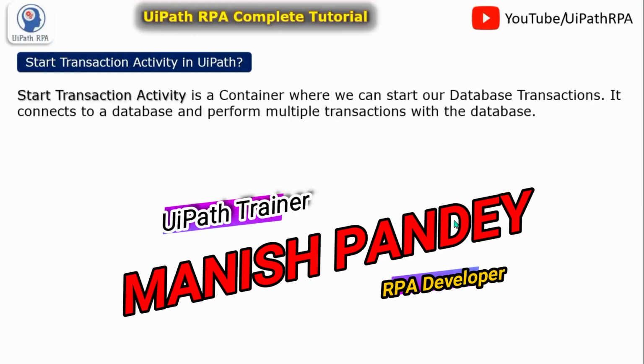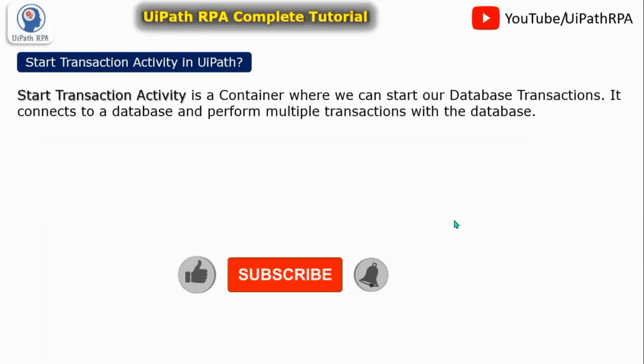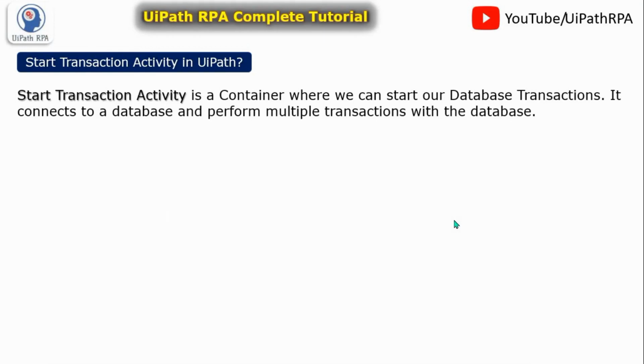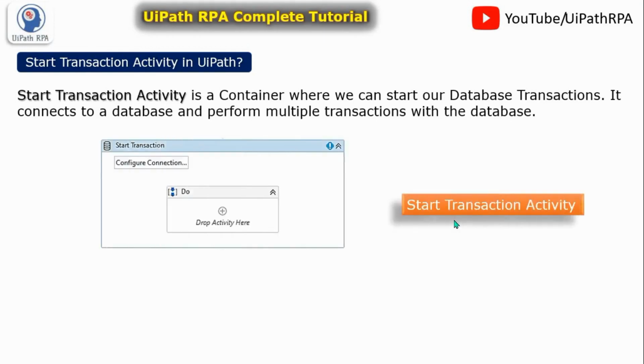A start transaction activity is a container where we can start our database transactions. It connects to a database and performs multiple transactions with the database. So it looks like this: a start transaction, and it has the do section, that is one sequence, in which you have to write all these database transaction activities.